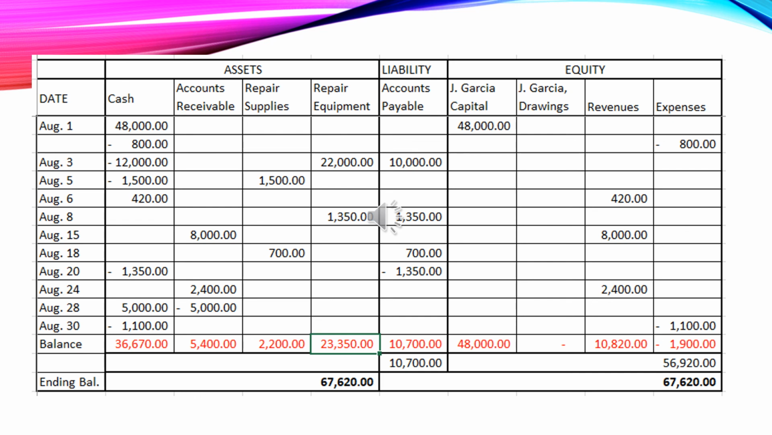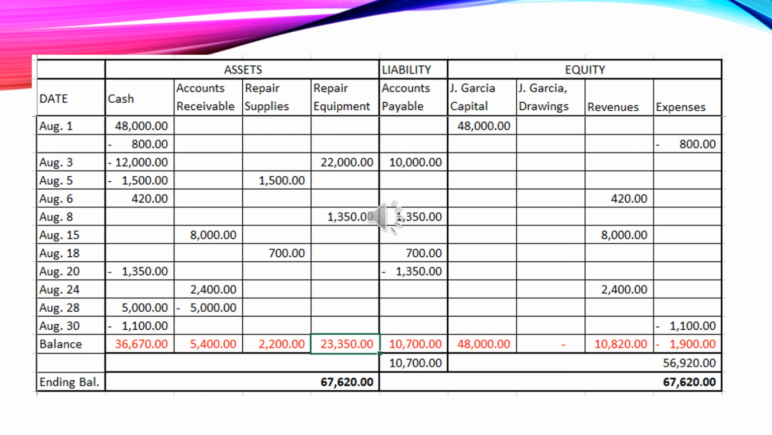So we have here the complete posting of all the transactions which transpired for August for J. Garcia Repair Services. So makikita nyo dyan, this is how we prove kung it is indeed true that asset is always equal to liability plus equity. So, makikita nyo dyan, lahat ng transactions for cash, 48,000 minus 800 minus 12,000 minus 1,500 plus 420 minus 1,350 plus 5,000 and then minus 1,100, that will total 36,670. So, yan yung magiging balance at the end of August or at the end of the month ng cash.